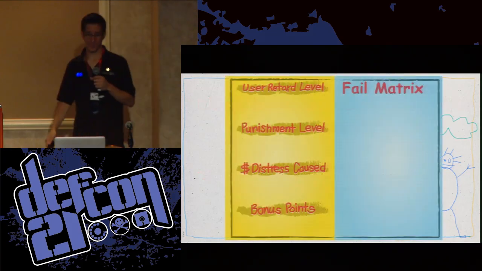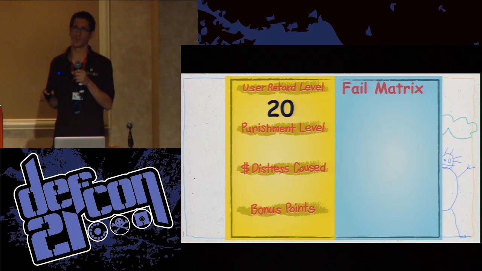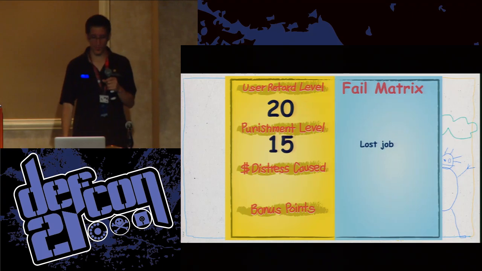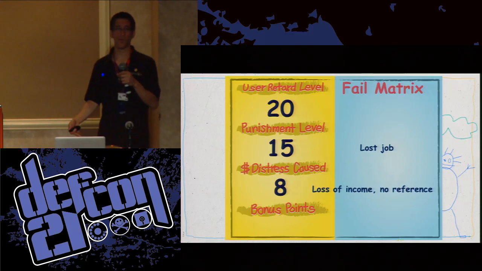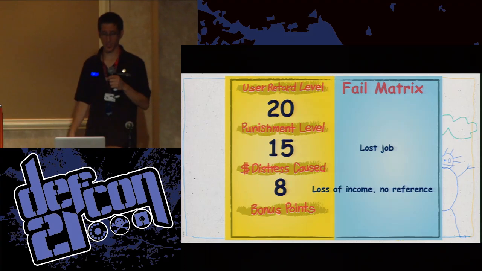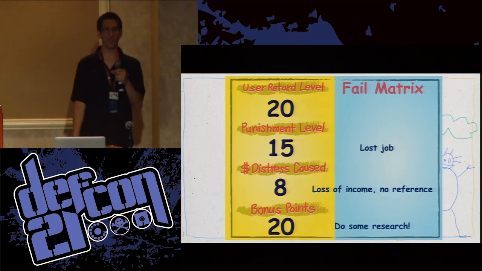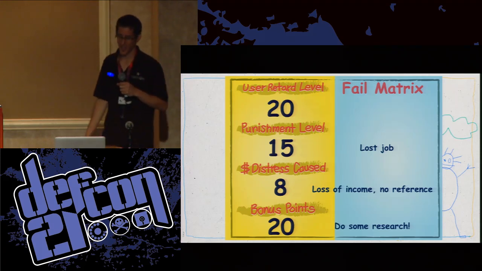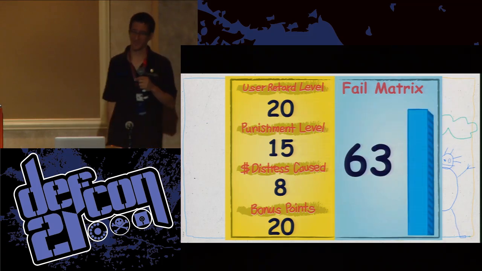For the fail matrix, user retard level would be about a 20 because he went through a lot of trouble to cover his tracks and he did not cover his tracks. Punishment level would be 15. He lost his job. He also lost his references. He can't use that company as a reference anymore. So distress cause would be 8. Bonus points would be 20. Do some research. If you're going to use RDP to pull off some kind of a scam, know how RDP works. Adding it all up, we get a fail score of 63.